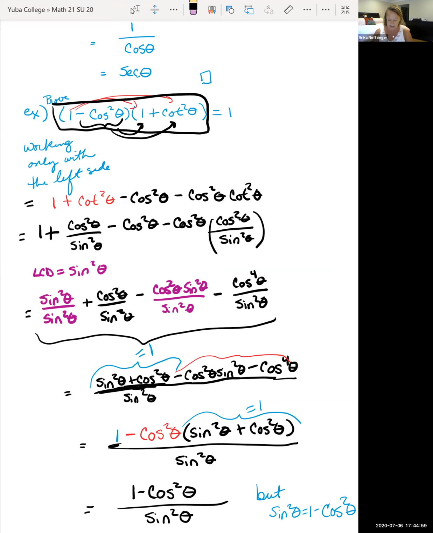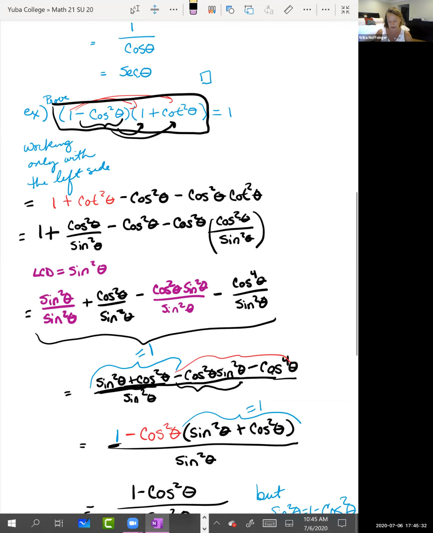That's where we got the 1. So right here, the negative cosine squared sine squared theta minus cosine to the 4th theta, those both have cosine squared theta in common. So all I'm doing is I'm pulling out a negative cosine squared theta from both of those terms. And so if you pulled out a negative cosine squared theta from this piece, all you're left with is that positive sine squared theta. And if we pulled out a negative cosine squared theta from the cosine to the 4th theta, then you're left with a positive cosine squared theta. Okay, got it.